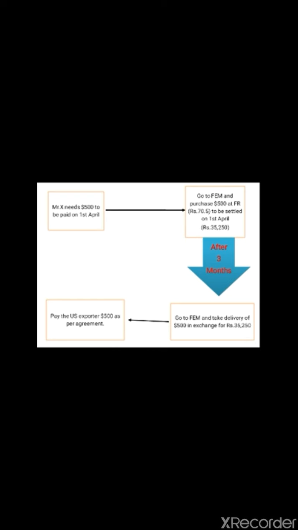Now here also, like hedging in the spot market, there is some cost. What is the cost? It is very simple. The cost is the value of that $500 at the forward rate minus the value of that $500 at the spot rate. Here it is rupees 35,250 at the forward rate, and the value at the spot rate is rupees 35,000. So the difference is rupees 250. This is the cost of hedging in the forward market.